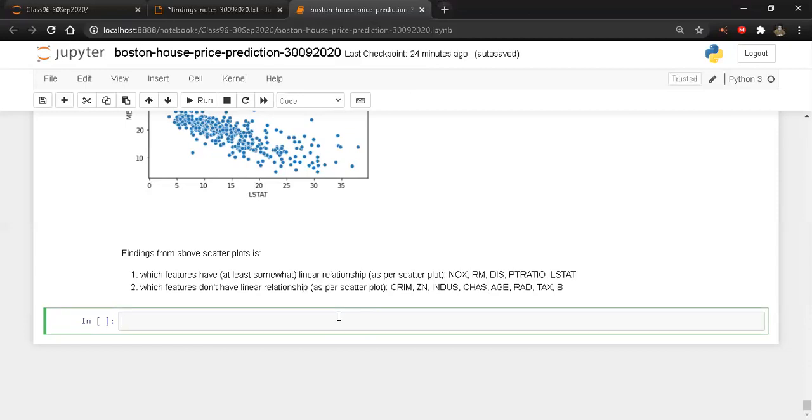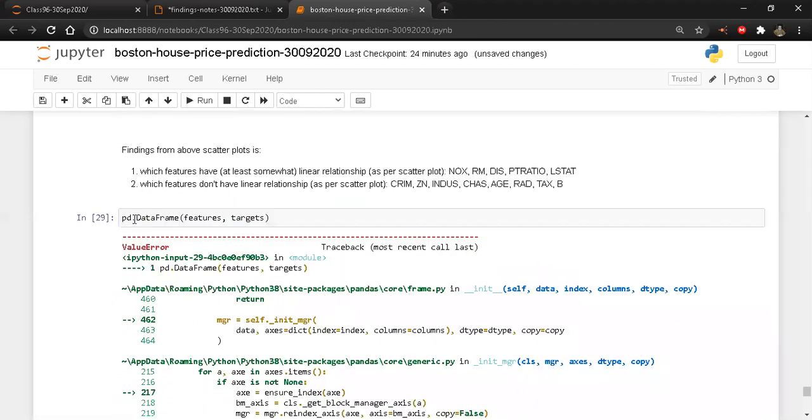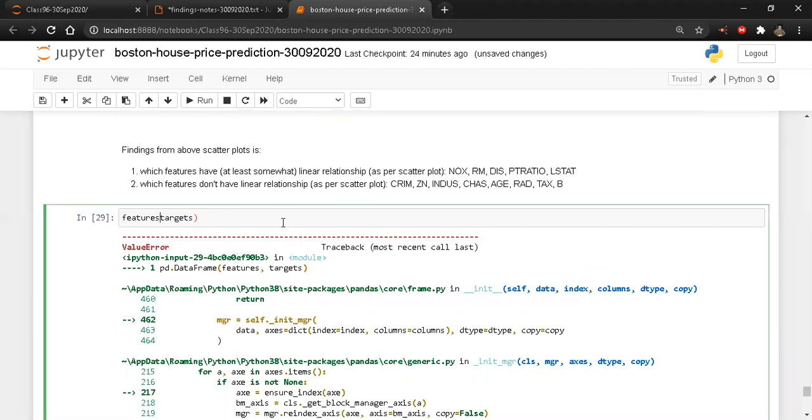So how do I do a heat map? I need to create one single, let's say, data frame where I have both the features and the target columns. So can I do that? Let's see. pd.DataFrame, features and targets. Can I do this? No, index data must be one dimensional. So clearly Python does not provide this feature. So I can do something like this. Features. Let's see, there is one more option.